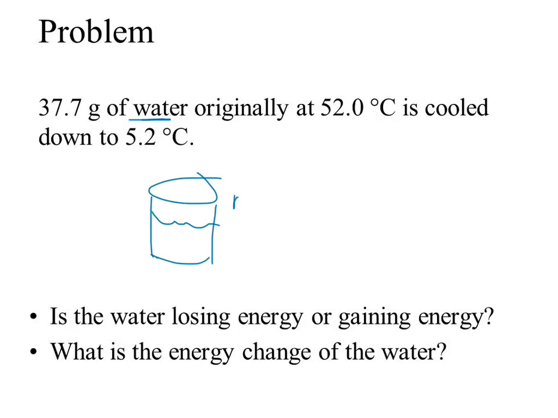So here it says mass of the water is 37.7 grams. Originally at 52.0 degrees Celsius, cooled down to 5.2 degrees Celsius. So I'm going to write T sub I. What's my T sub I? What's my initial temperature? 52. Very good. 52. What is my final temperature? 5.2. Perfect. 5.2.